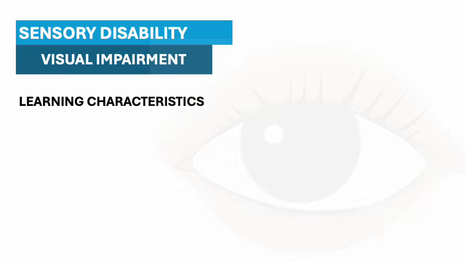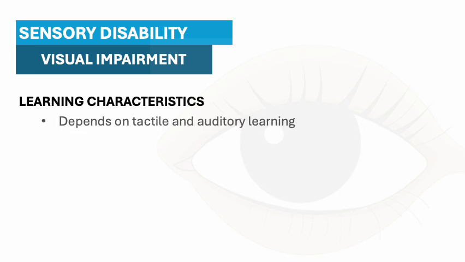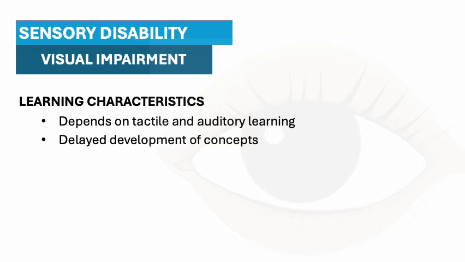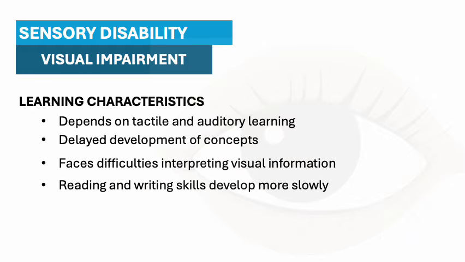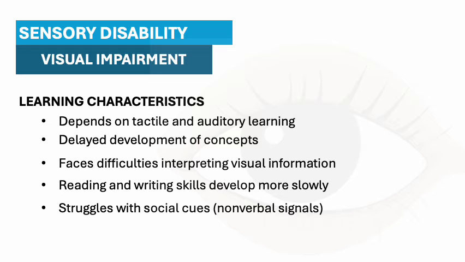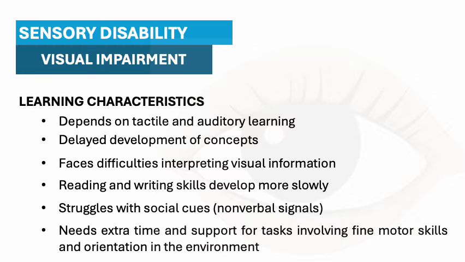Now, students with visual impairments often learn through touch and hearing. Concepts usually picked up through sight can take longer to grasp, and interpreting visual information like charts or pictures can be tricky. Reading and writing may develop more slowly, and picking up social cues can be a challenge. They often need extra time and support for fine motor tasks and moving around their environment safely.